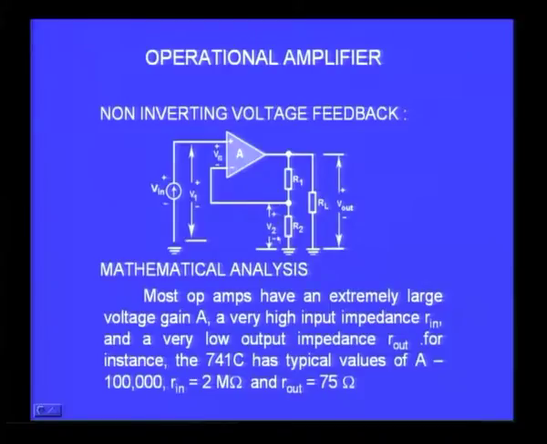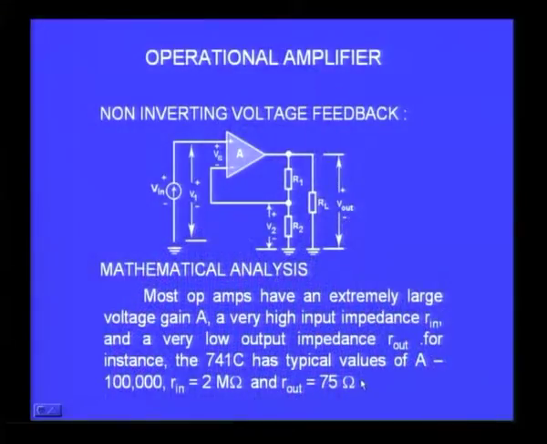Therefore, this V2, or Vf, which we normally call Vf, is nothing but R2 divided by R1 plus R2 times V output. This is the RL, this is the V output. So you have taken that by sensing the output voltage, and this is the feedback that you are giving. Most op amps have very large gain, extremely large gain, very high input impedance Rin, and very low output impedance even without any feedback. For example, the 741C has a gain of 100,000, I already gave you the typical table. R input is about 2 mega ohm and R output is 75 ohm.